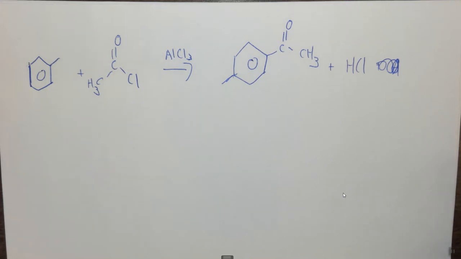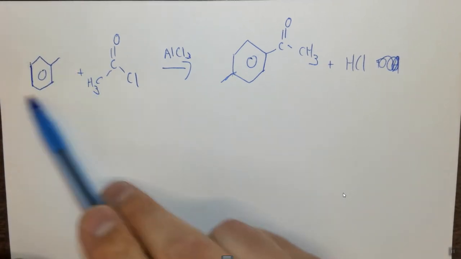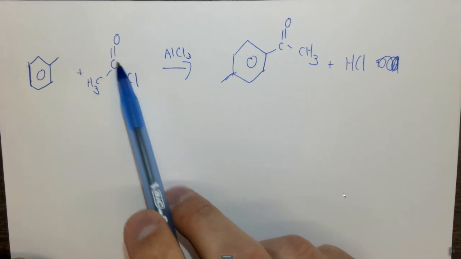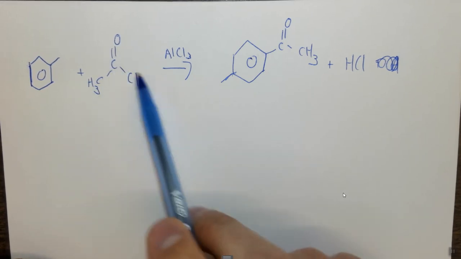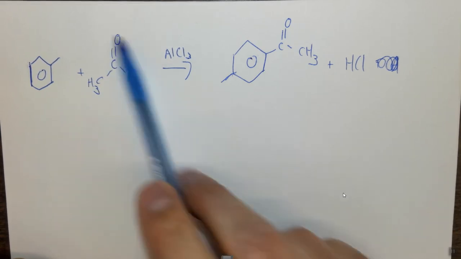Everyone, in this video, I'm going to go over the Friedel-Crafts acylation reaction. Essentially, we're going to be taking toluene and what is called acetyl chloride. You'll notice this looks a lot like acetic acid with an OH. If it was acetic acid, it would have an OH here, but it has a chloride here. We call this acetyl chloride.